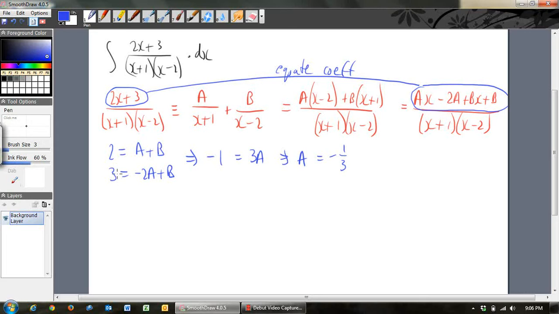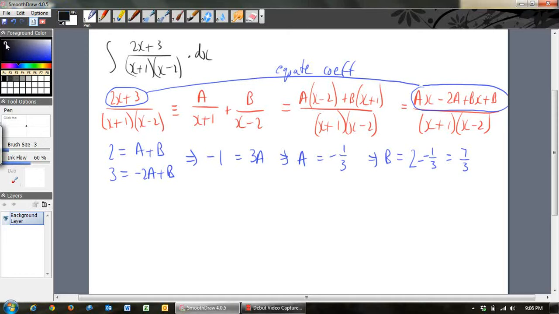And just make sure I got that right. 2 minus 1, a minus negative 2a. Yep, fantastic. And so therefore, b is equal to 2 minus a. So let's write it down: 2 minus negative 1/3 equals 2 and 1/3, which is 7/3.